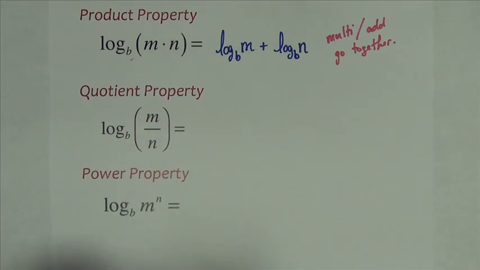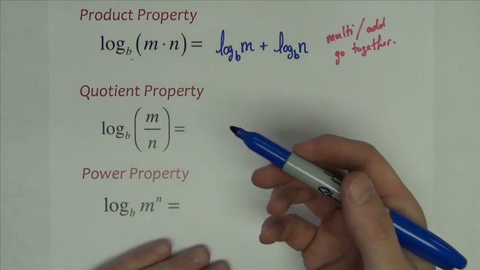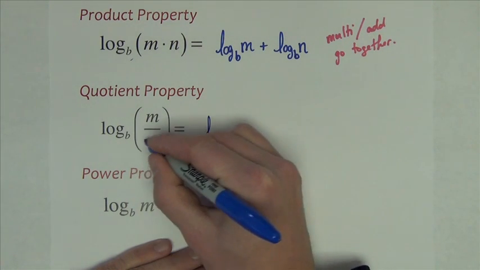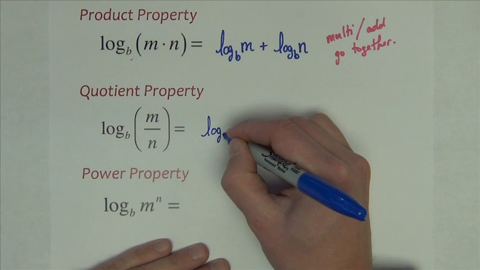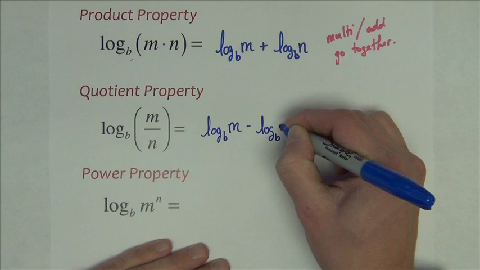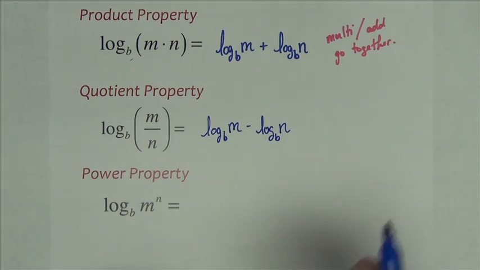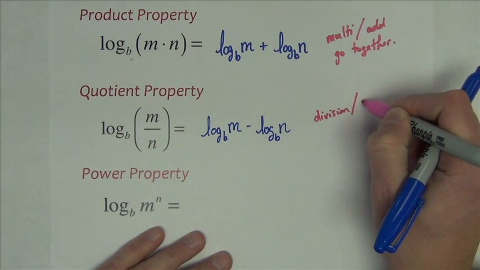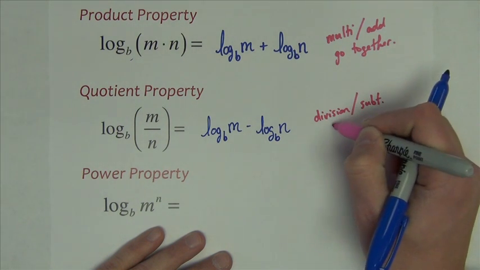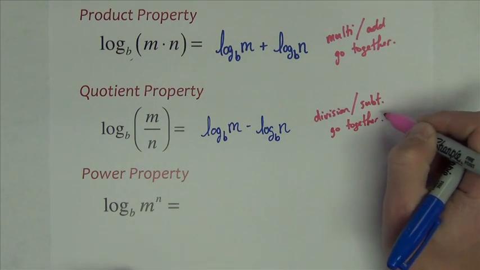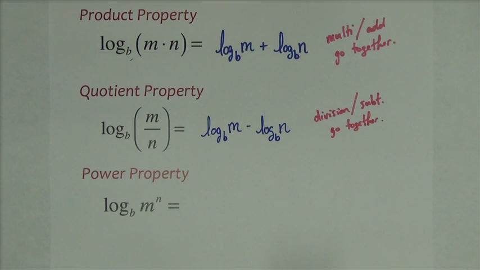Okay. When you see multiplication, it expands with addition. Now the exact opposite is true for the quotient property. This says that log base b of m divided by n is equivalent to log base b of m minus log base b of n. So here we find that division and subtraction go together. Multiplication and addition tie together, division and subtraction tie together.